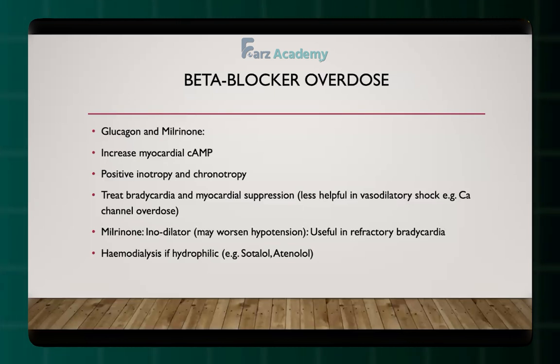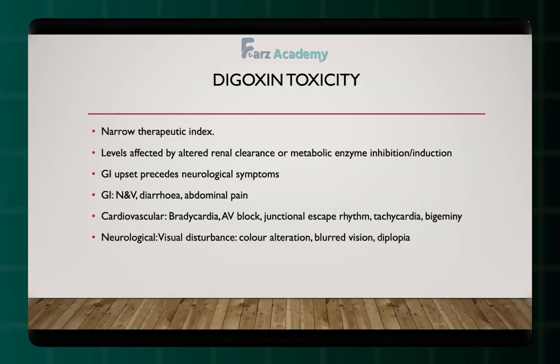So in beta blocker overdose, the treatment of choice is glucagon and milrinone. The next one is digoxin.